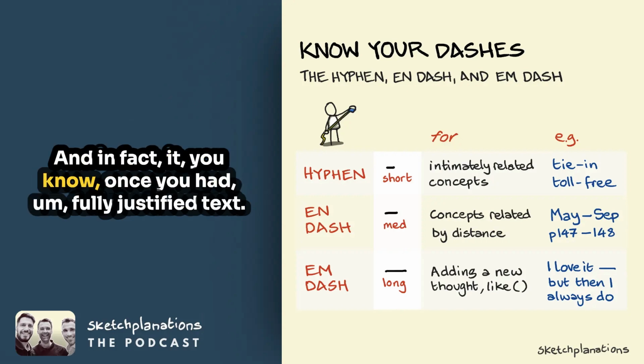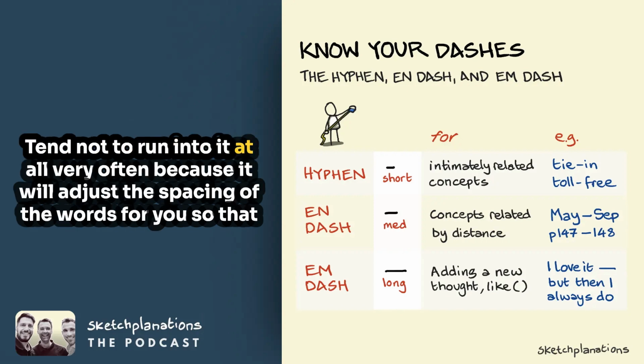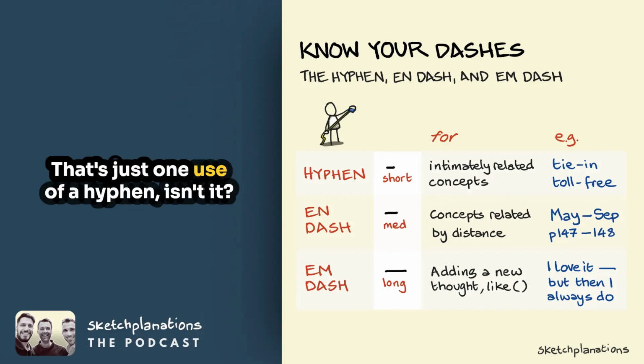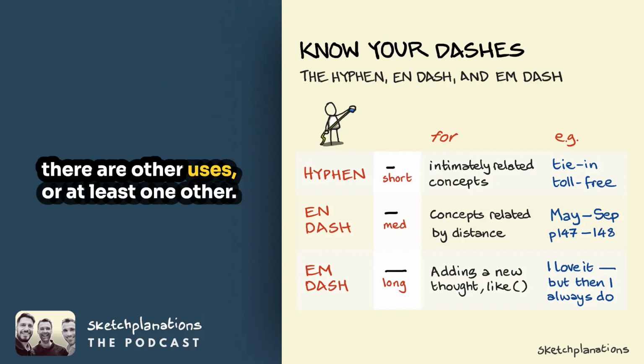And in fact, once you had fully justified text, you tend not to run into it at all very often, because it will adjust the spacing of the words for you, so that you never have hyphens. So you don't actually see it that much anymore. That's just one use of a hyphen, isn't it? There are other uses, or at least one other.